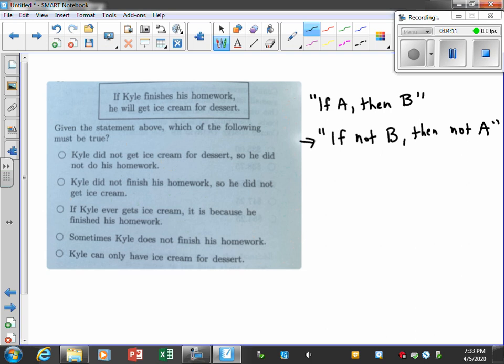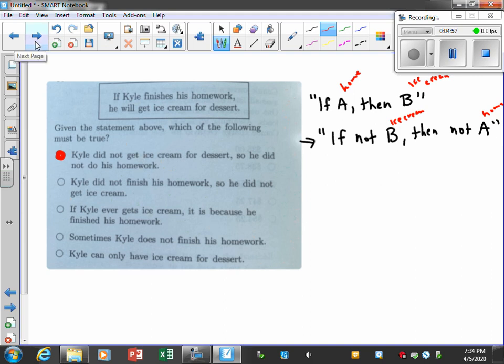And that one's going to end up being if Kyle does not get ice cream, because remember we said if A, this is homework, then B, which is ice cream. Okay, so then we're saying if not ice cream, then not homework. So that's going to be this first one. If Kyle did not get ice cream, then he did not do his homework. So this one takes some prior knowledge of the if-then statement. So if A, then B, you're going to be looking for the counter to that, which means if not B, then not A.